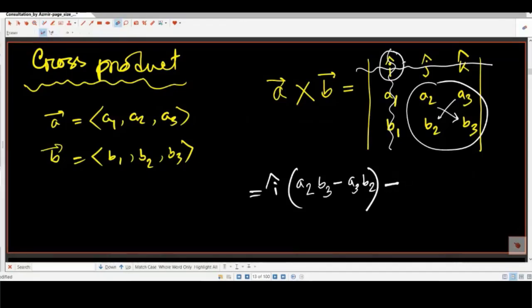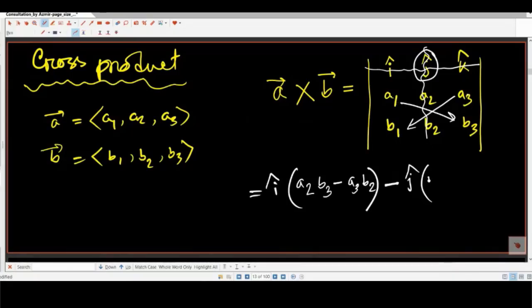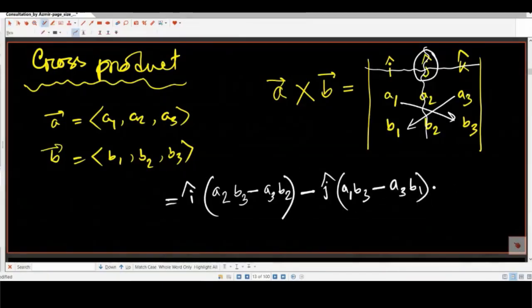Then we have to place minus. After this we have to work for j. So minus j. Whenever we are working for j, this corresponding column and this corresponding row will be cancelled out. So we have a1, a3, b1, b3. Now we can do the cross multiplication, that is a1 b3, negative a3 b1.